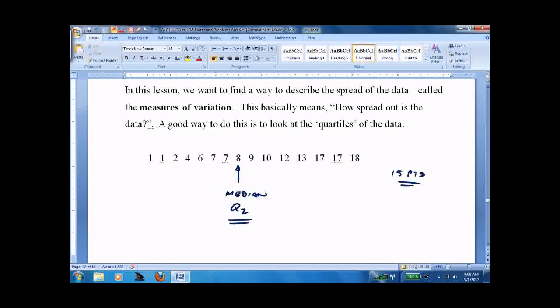Look at all the data that's left over. 1, 2, 3, 4, 5, 6, 7. Take the middle of that, which will be the 4th data point, which is 4 in this case. And that's the first quartile, Q1. Same thing on this side. Take the 4th data point in. That's Q3, the 3rd quartile.